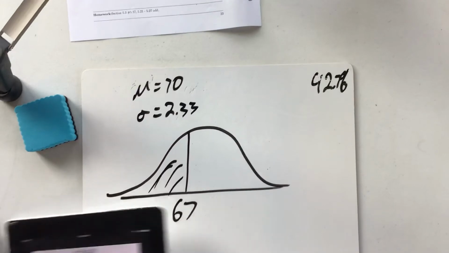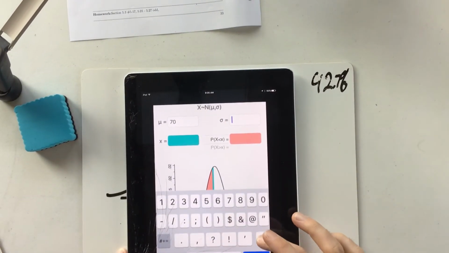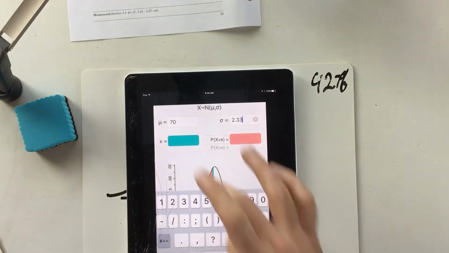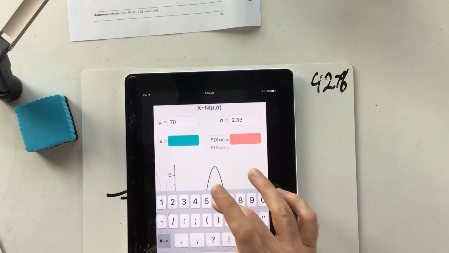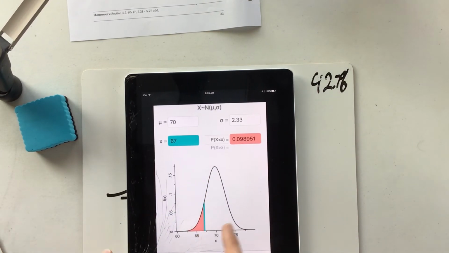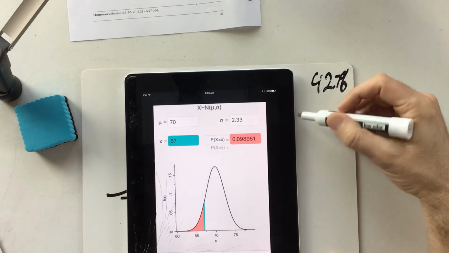So as I get my app, this standard deviation has become smaller. This standard deviation has become 2.33 from earlier. And so now let's come here, type 67 and hit enter and see what we get for our result. And now you can see what's happened. Our numbers have spread out, which is a way of showing our normal distribution has become skinnier. And now what's our number? Now our number is 0.09.